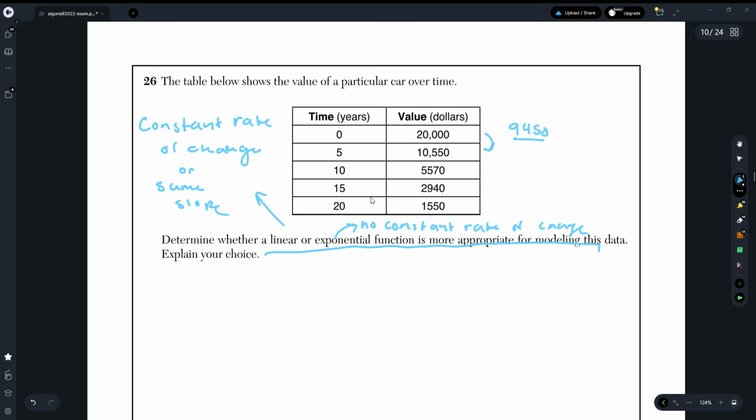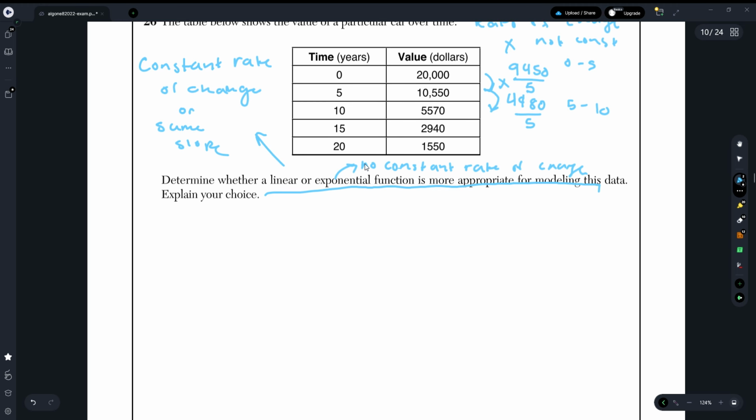So right here, the value of the car went down $9,540 over the span of 5 years, right? Next, it went down in value from $10,550 to being worth around $5,570. So if I do 10k minus like 5k, I get 4,980 over 5. Right, so that's a rate of change for 0 to 5 years. Here's a rate of change from 5 to 10 years. Obviously, these two are not the same number, right? They're not equal to each other, so our rate of change is not constant.